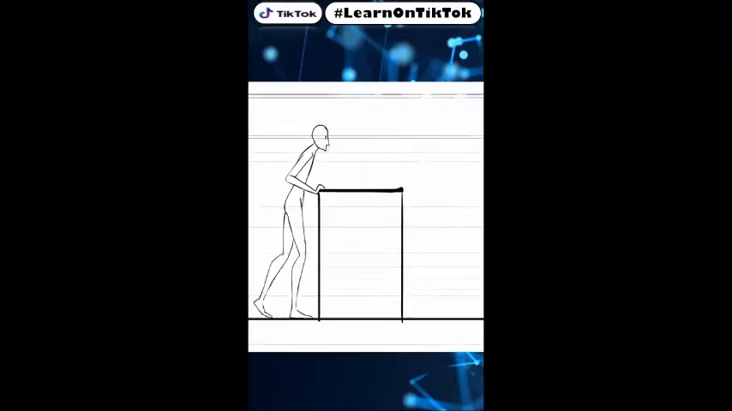In physics terms, whenever an object exerts a force on a second object, the second object exerts an equal force in the opposite direction on the first object.